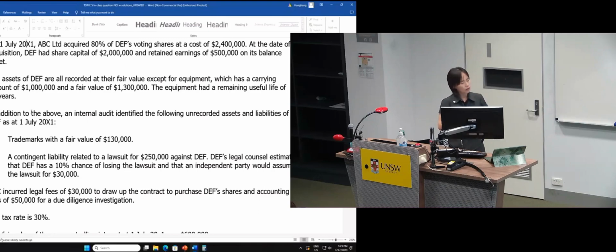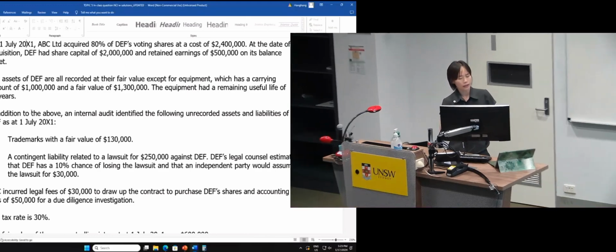Now, because the equipment is a depreciable item, you also have to consider subsequent year depreciation adjustment. Right? So depreciation adjustment each year equals 300,000 divided by 10 years. Right. Now, in addition to the above, the internal auditor identified the following unrecorded assets and liabilities, okay?